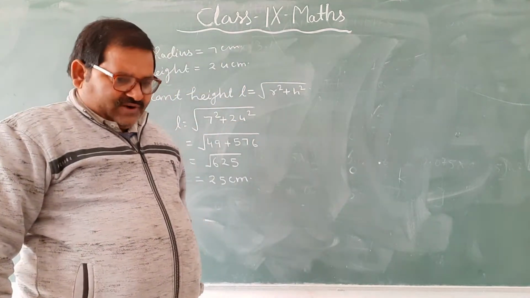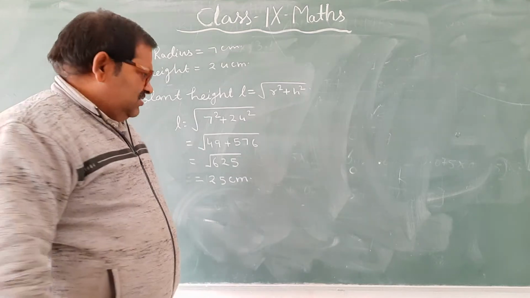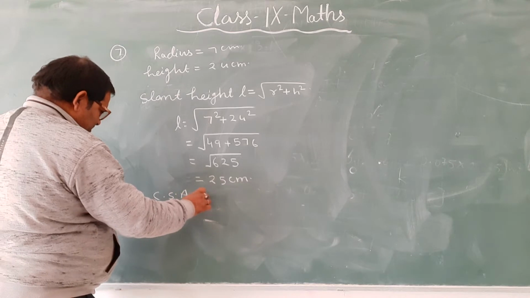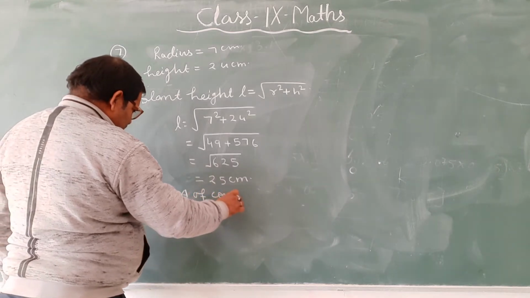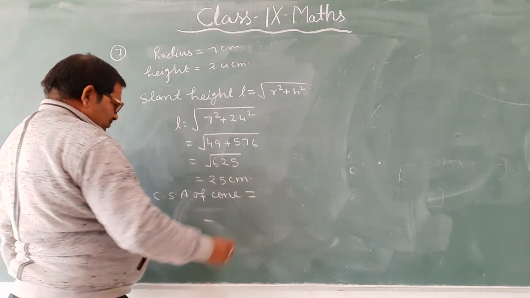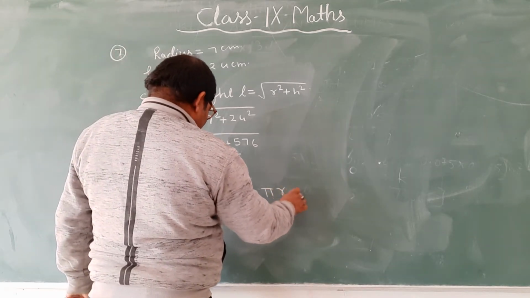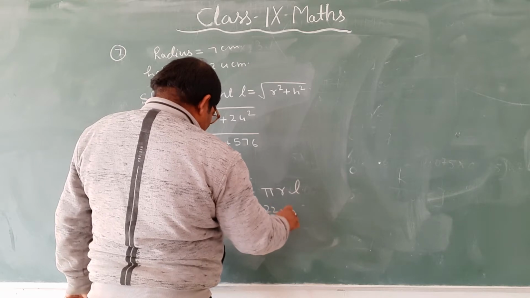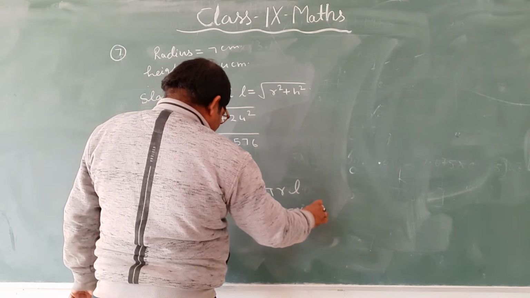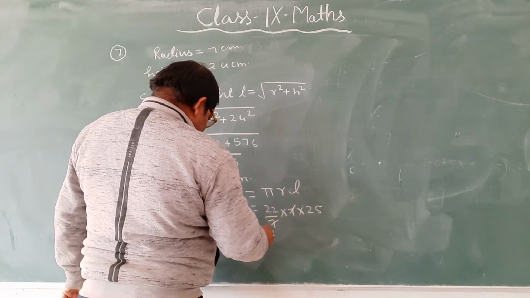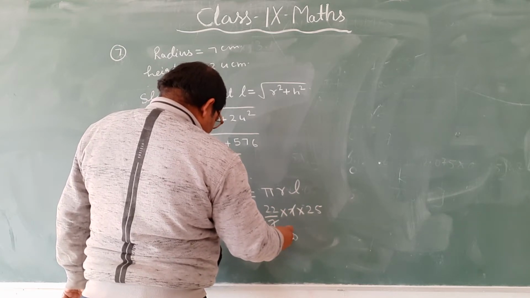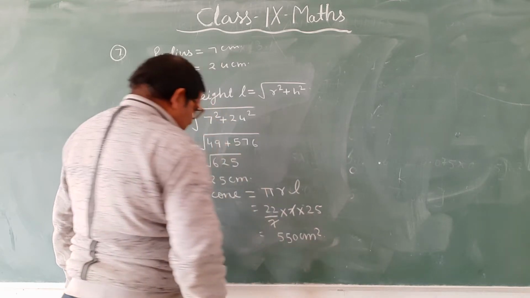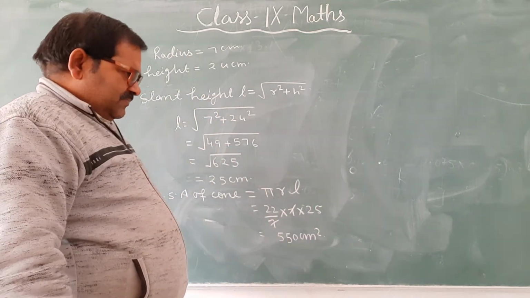Now find the curved surface area of the cone, which is equal to pi r L, and that is 22 by 7 into 7 into 25. 550 centimeter square is the curved surface area.